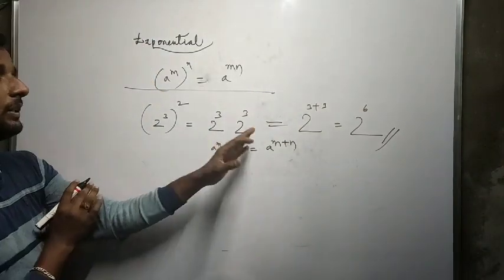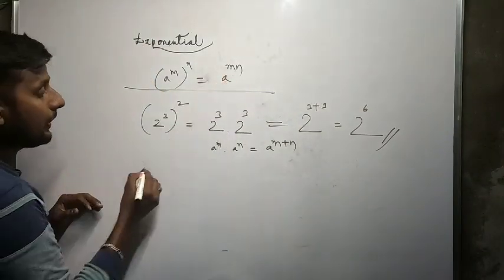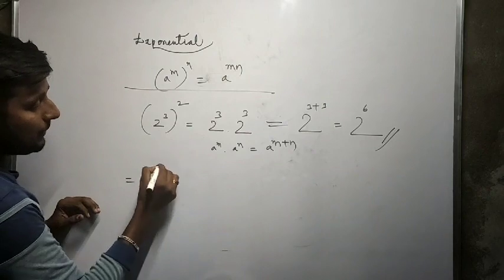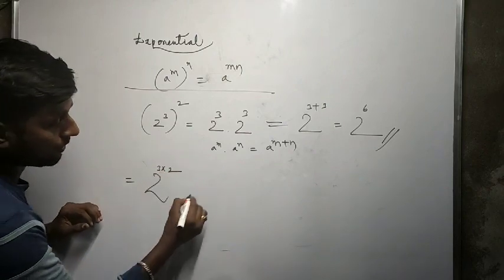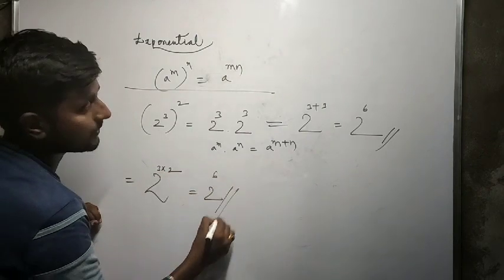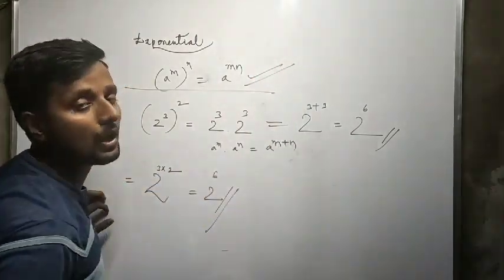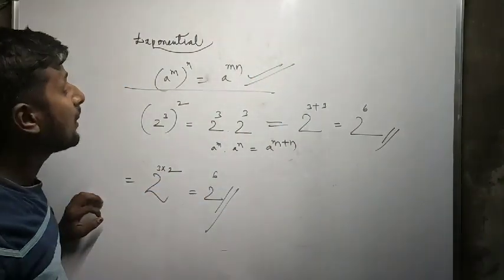Yes. So instead of this, what have I written? We have written a power mn. That means 3 into 2. It's simple, 2 power 6. So it is also one type of law of exponents.